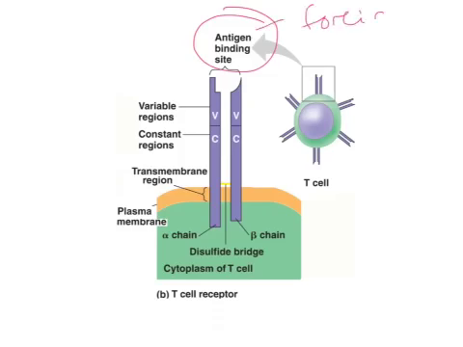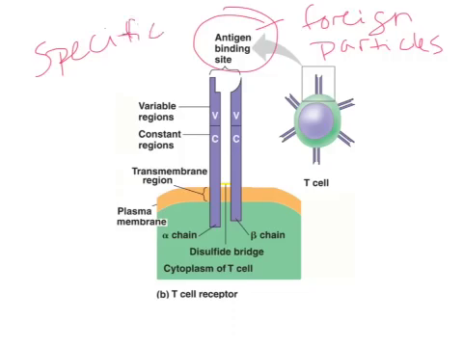Usually it's going to be a piece of an invading cell. The T cell receptor site is going to bind to the presented antigen, and the T cell receptor is going to be specific. It can only bind to one type of antigen. It is specific to the antigen as well as the body protein, and we'll talk a little bit more about the body protein in just a minute.